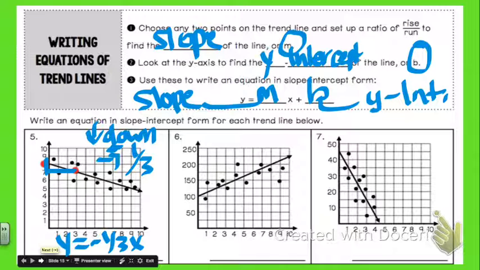And then my y-intercept is where my line started. And my line started right here at 8. So that means it's going to be plus 8. So y equals negative 1/3 x plus 8.